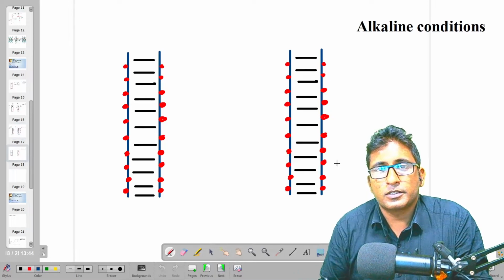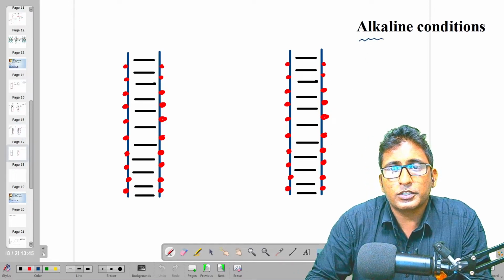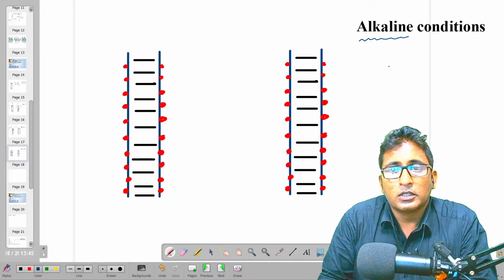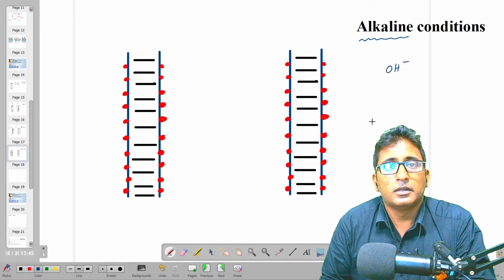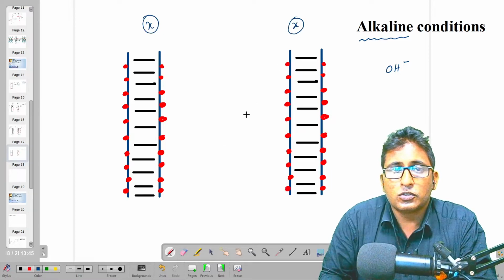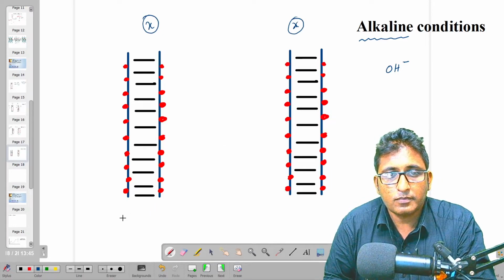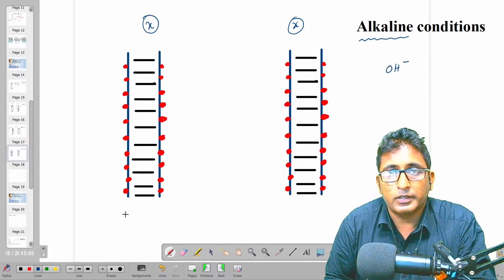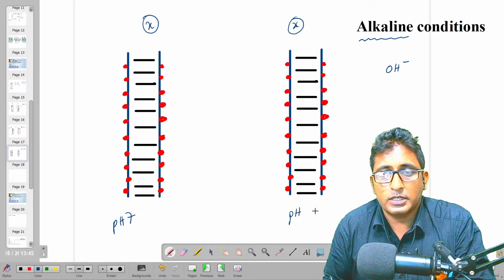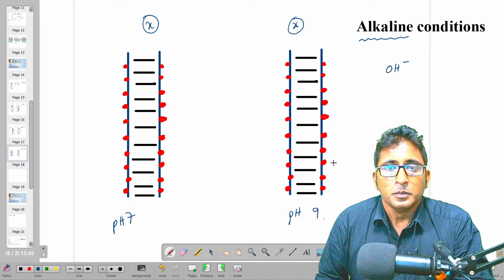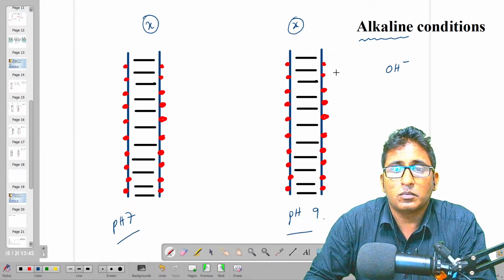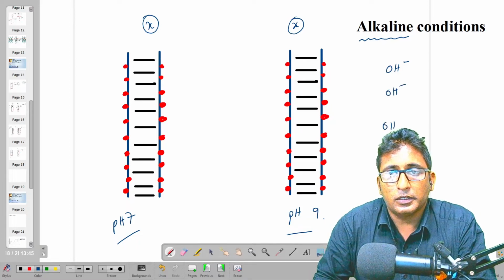Whereas in alkaline conditions it is different. When we say alkaline conditions, we mean that the hydrogen ion concentration is low, which also means that OH ions are high in number. Take the same X molecule: in one case the pH is 7, and in another case the pH is 9 or 10. Let's take it as 9. Compared to pH 7, at pH 9 we can expect more OH ions in the solution.